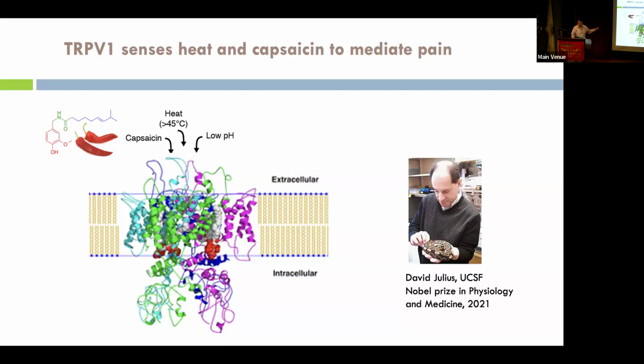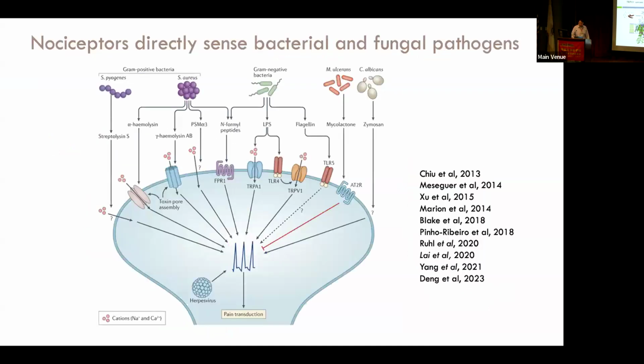But of course, it's evolved actually to detect noxious heat. It's opened when it senses temperatures greater than 45 degrees and also low pH. This is expressed by a large proportion of our nociceptive sensory neurons. I'm bringing it up because we also use it as a way of targeting nociceptors to see how they play a role in specific immune responses.